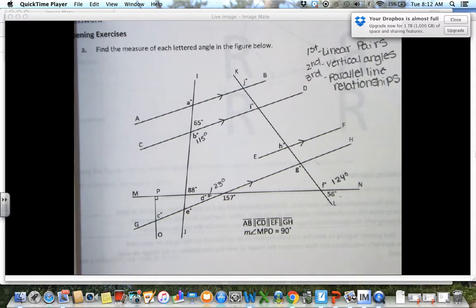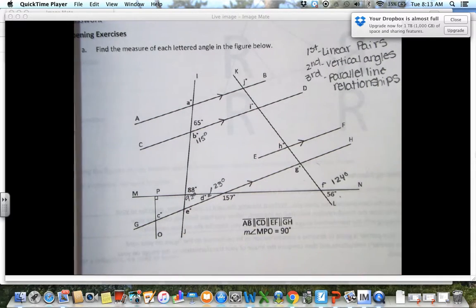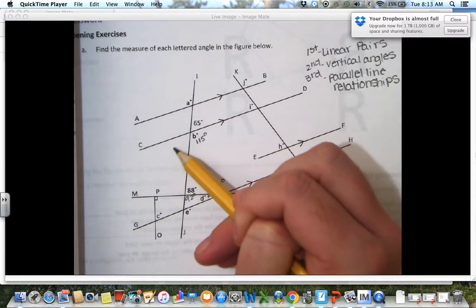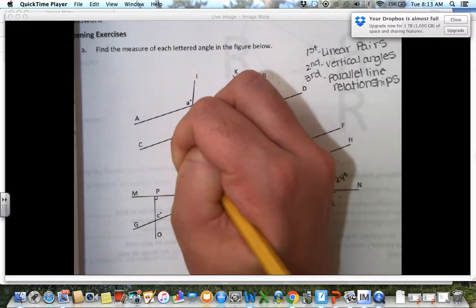Now, there are a couple other linear pairs that I'm going to need that aren't actually labeled with a letter. I'm going to need this angle here. So 180 minus 88 is going to give me 92. I'm going to hang on to that 92 degree angle just because. Now let's look at vertical angles. Vertical angles are congruent. 65, this is also 65. 115, this is also 115.